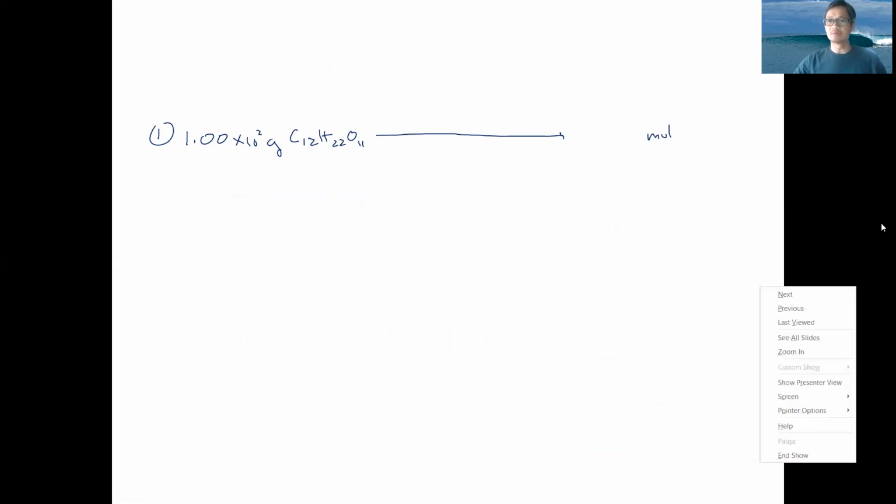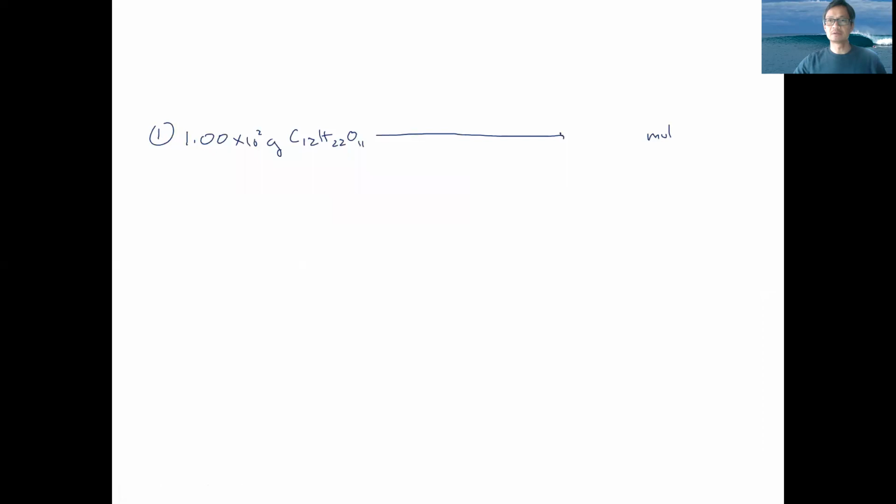With the very first conversion, what we were told is we have 100 grams, so 1.00 times 10 to the second grams. The substance here is the compound sucrose, which has the formula C12H22O11. That's what we start out with. What we are solving for here is the moles of that particular compound.